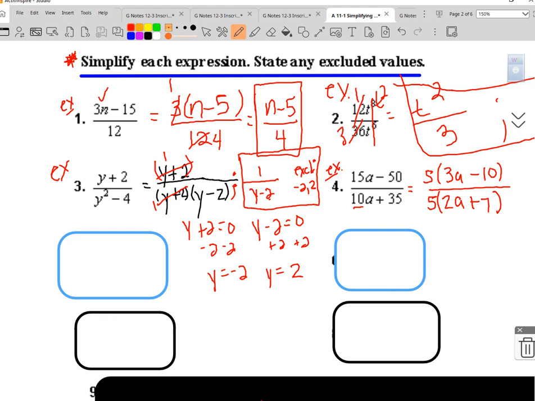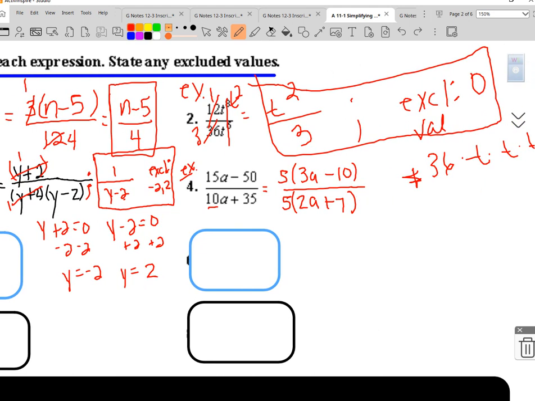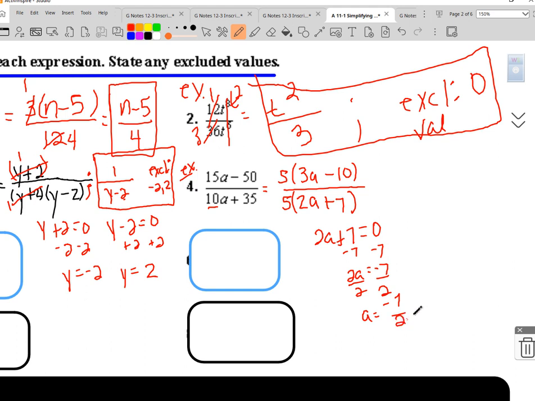Find and state the excluded values by setting any factor with a variable equal to 0. So now we're going to find our excluded values. 5 is a factor, but it doesn't have a variable. So we're going to take the 2a plus 7, set it equal to 0, and solve. 2a equals negative 7, and so the final answer is negative 7 halves. So we're going to exclude negative 7 halves.